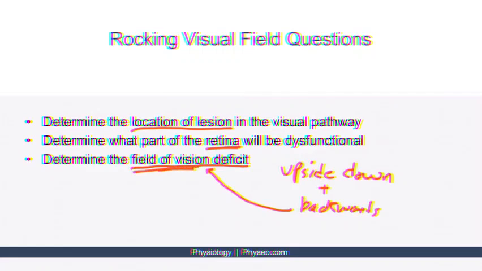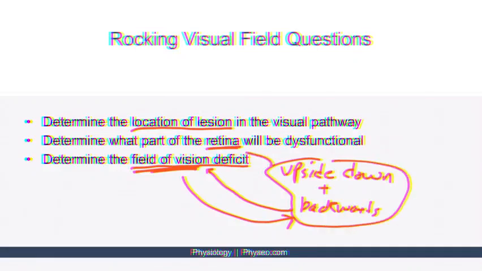Visual field questions will come in a variety of forms. You may be given the field of vision first, then you think, okay, I need to work backwards. I need to flip that upside down and backwards, and that'll give me what part of the retina is damaged, and then from there you determine the location of the lesion. So you just need to be able to do all 3 of these steps in any order. So let's do an example.